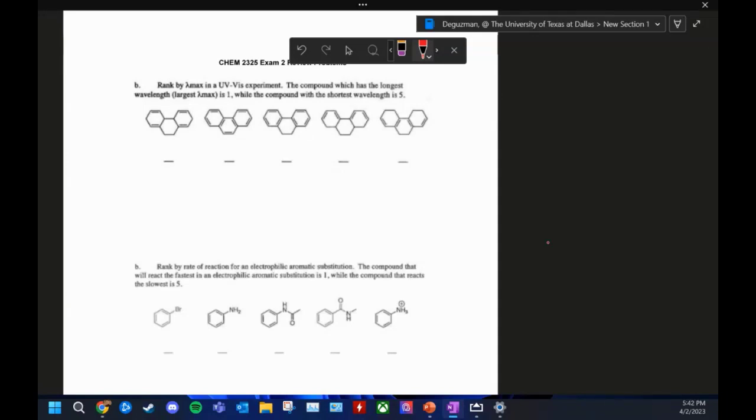So my first question to everyone is, a larger lambda max, what does that indicate? What did you say? More conjugation. Perfect. More conjugation and actually lower energy difference between your HOMO and LUMO, right? So we're going to be looking for more conjugation for our number 1, less for our number 5. So 1 equals most conjugated, right?